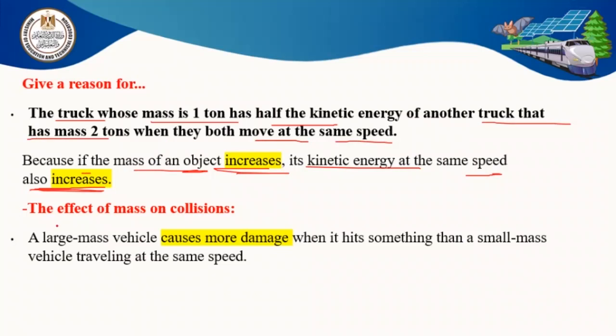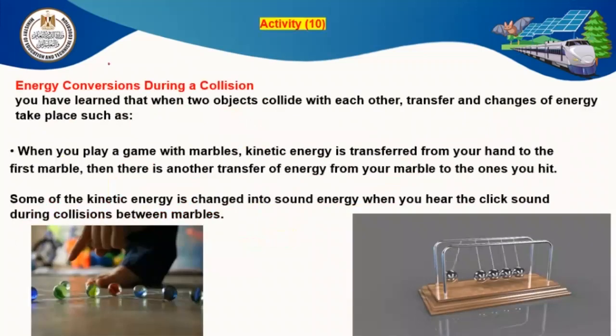Okay? The effect of the mass on collision. A large mass vehicle causes more damage when it hits something than a small mass traveling at the same speed. So the large mass causes more damage. Okay, then the smaller one.